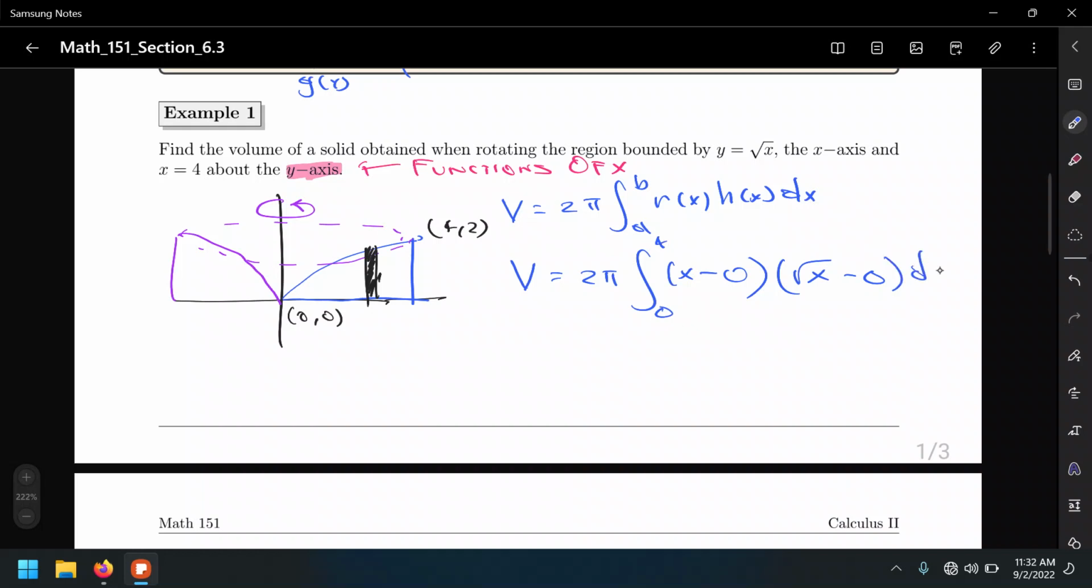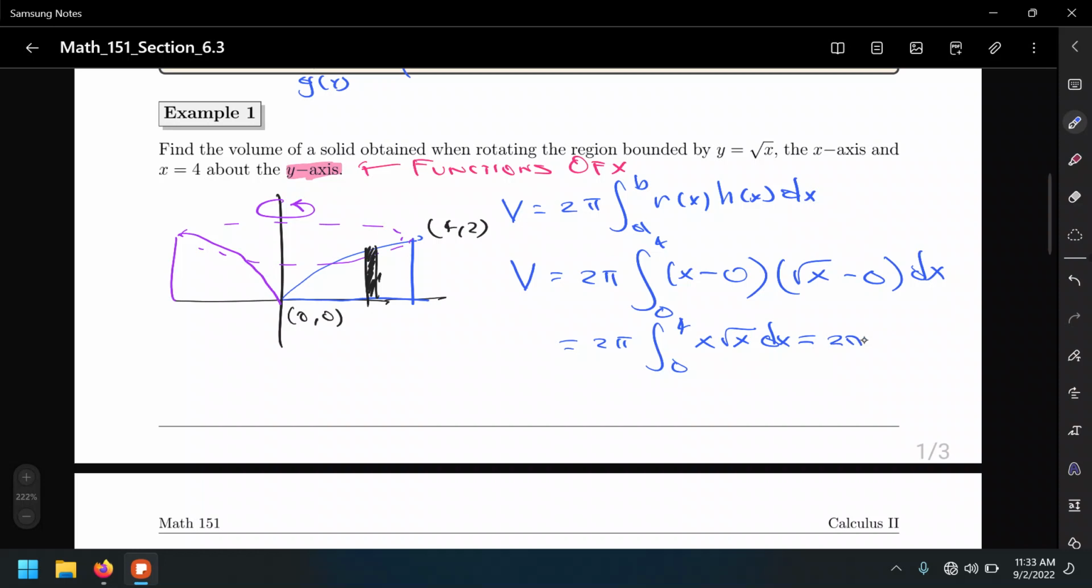And let's just simplify this real quick. So x minus 0 is simply x. Root of x minus 0 is simply root of x. I'm going to get 2 pi x root of x with respect to x. Well, in this case, we cannot integrate a product of two functions. There's no such thing as a product rule for integration, like we had a product rule for differentiation. However, we will look at integration by parts soon, which is kind of a product rule, but it's not exactly a product rule.